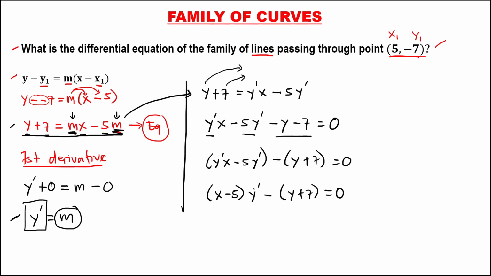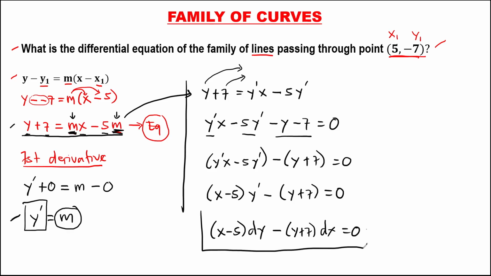Then we need to change this y prime to dy over dx. So therefore this becomes x minus 5 times dy, then minus, for this term, since there is no y prime, we need to add dx. So this becomes y plus 7, then again we need to add dx, equals 0. So this is now the differential equation.